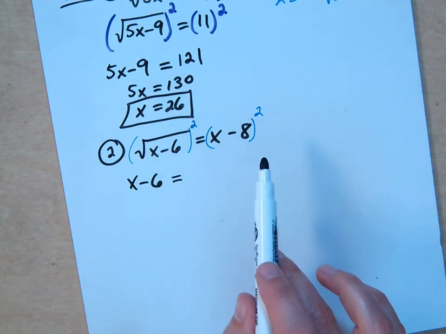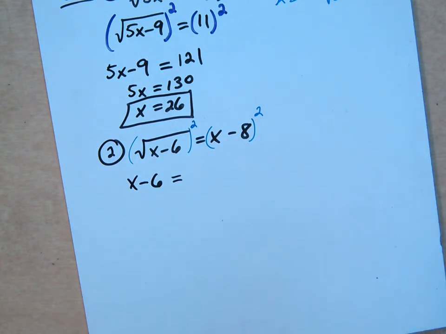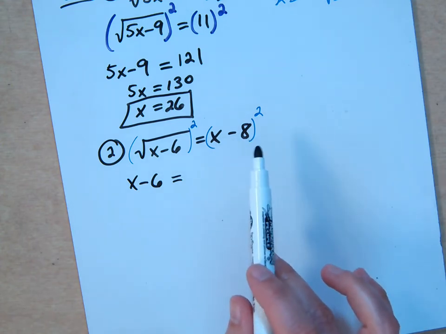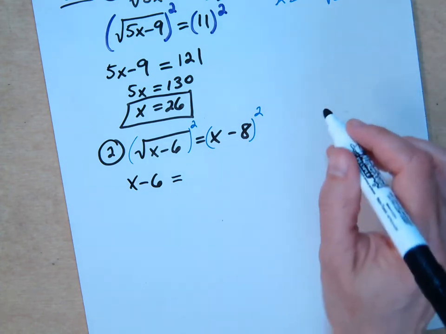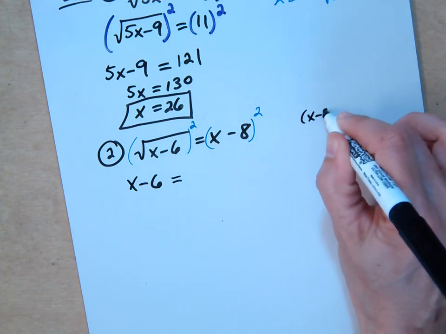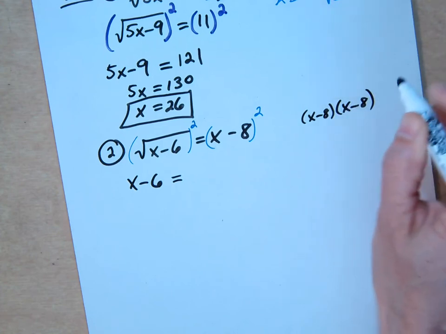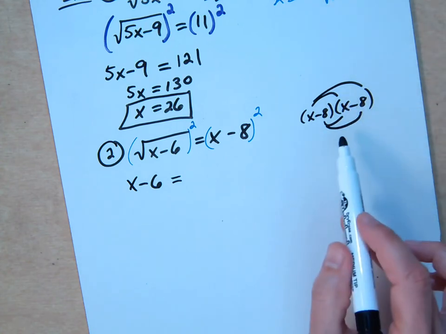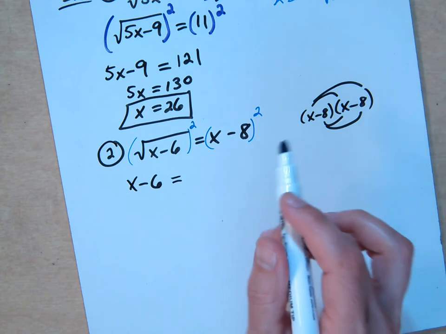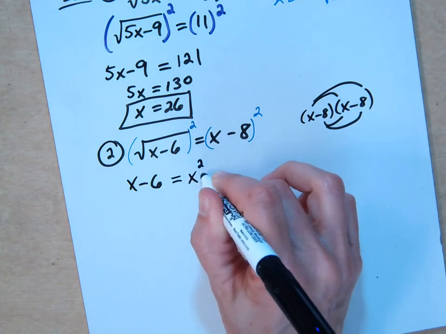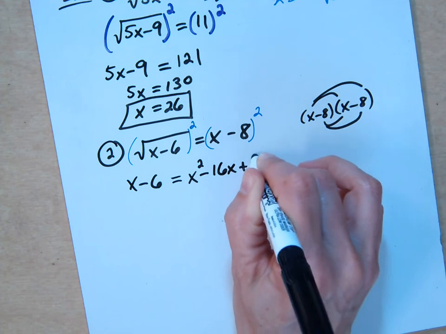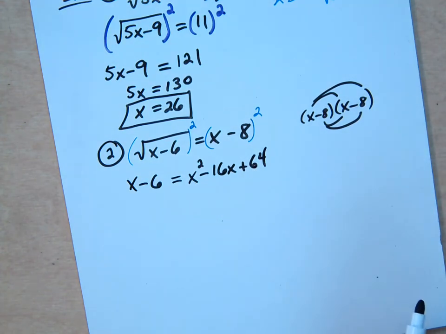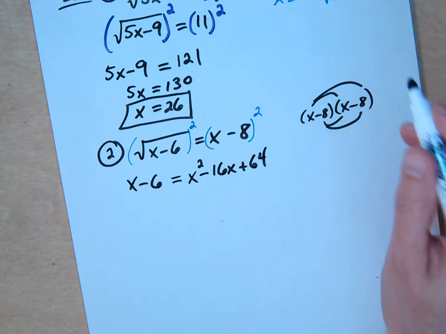But the right side is where you could make the most common mistake in all of algebra if you do it wrong. It is not x squared plus 64. It is not. You cannot just square each of these. What is it? Very good. You must distribute the x to both and distribute the negative 8 to both, right? You'll get 4 terms. You have to FOIL it out. And you have to combine like terms. So it's x squared minus 16x plus 64, after you distribute and combine like terms.